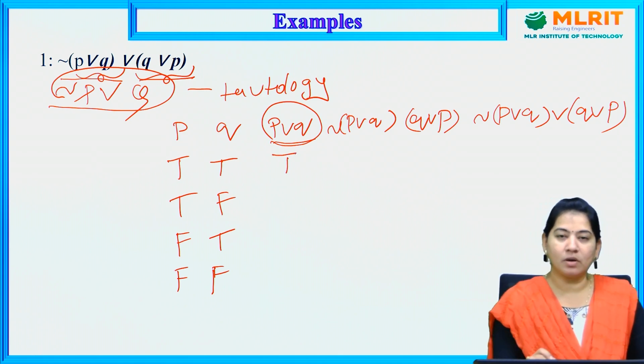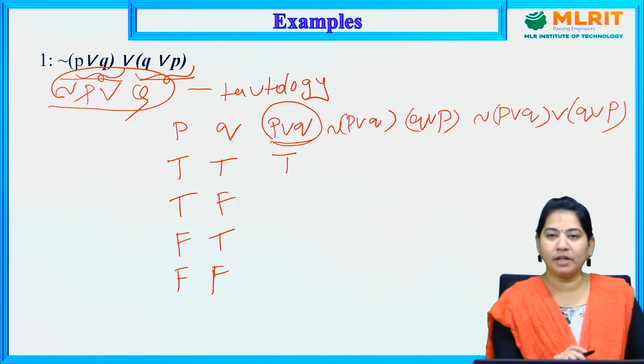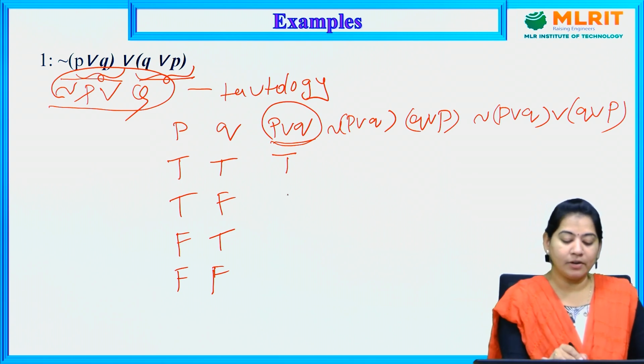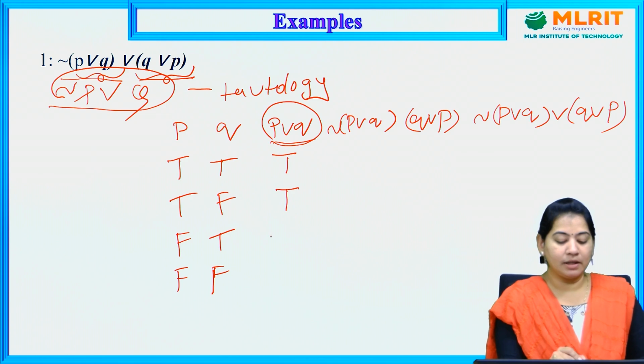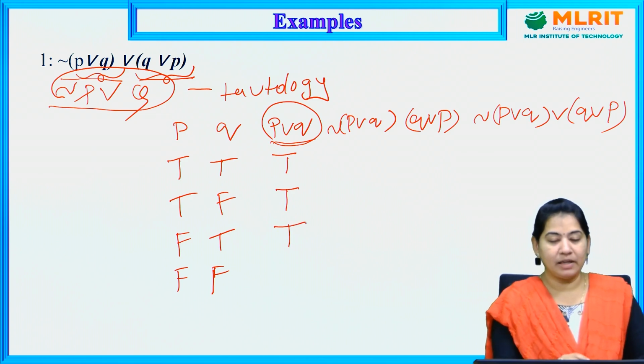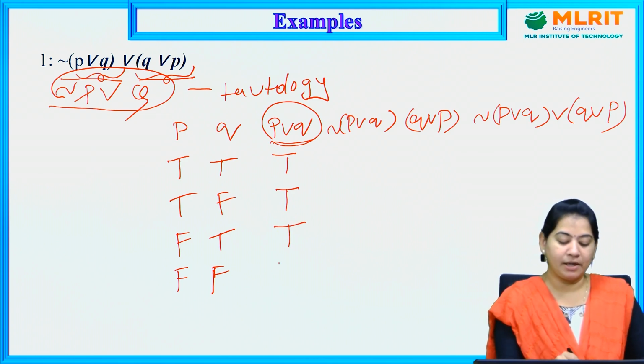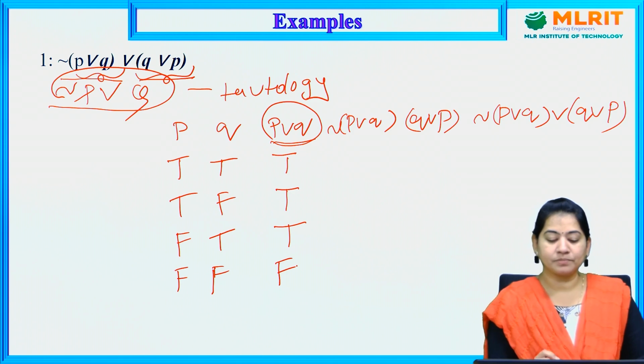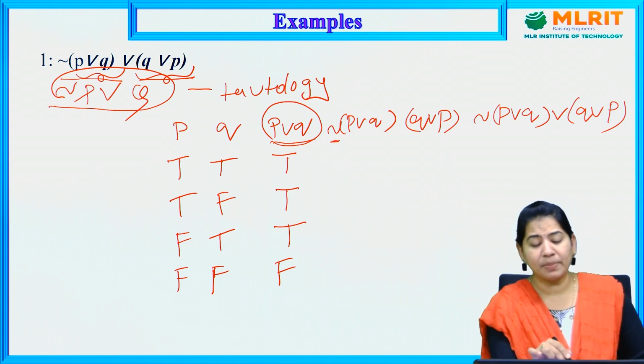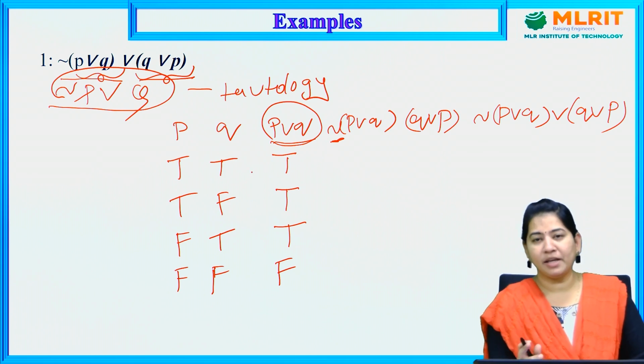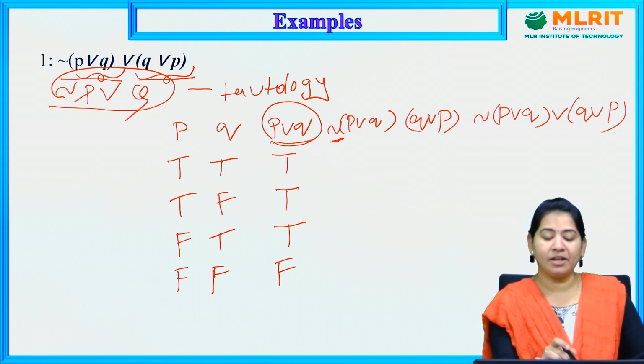In the first row, as we have two trues, we obviously get true. In the second row, we have at least one true. In the third row, we have one true. In the last row, as we don't have any true statement, we get false. Next we need to apply the negation to P or Q.